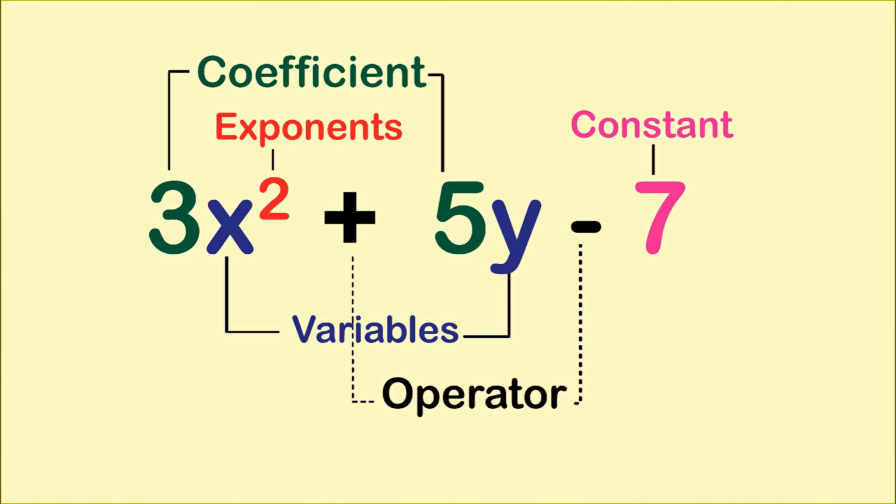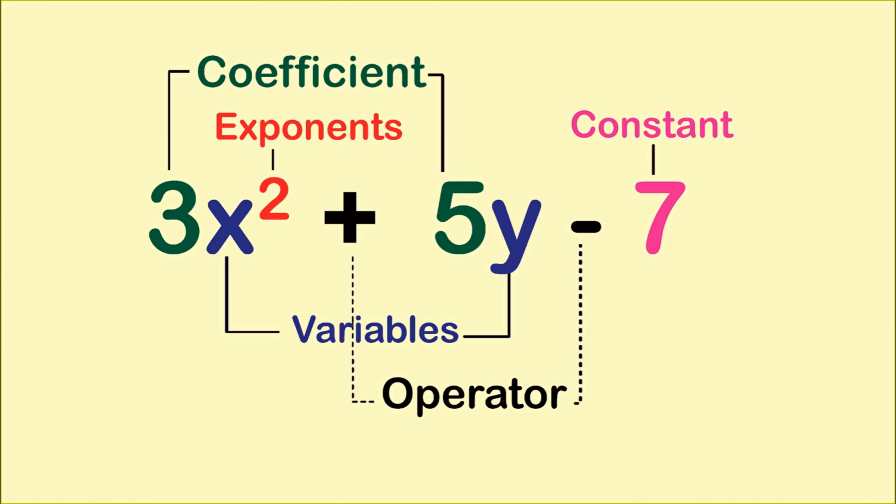On the screen you can see an example of a polynomial. This polynomial has three terms: 3x square, 5y and 7. The 3 and 5 are said to be coefficients. So 3 is the coefficient of x square, 5 is the coefficient of y, and 7 is a constant term. The term without a variable is said to be a constant term, and the operators are plus and minus. So 2 is the exponent.